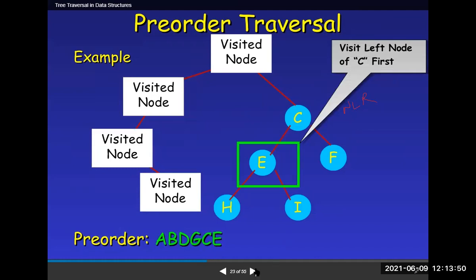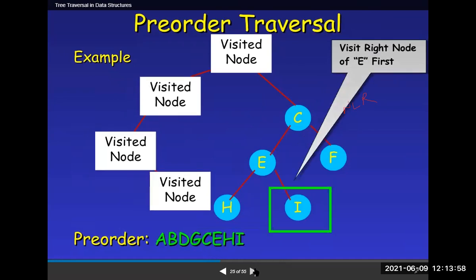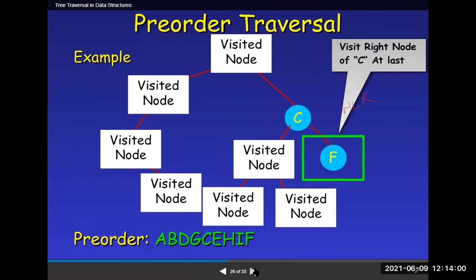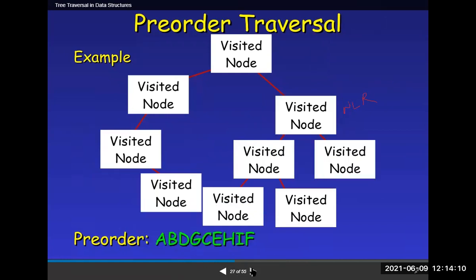Then after left, after parent, then we move to the left. So H. Then we move to the right, that is I. And then we move to the right. So here the answer is A, B, D, G, E, F, H.